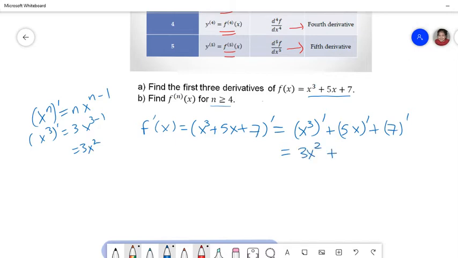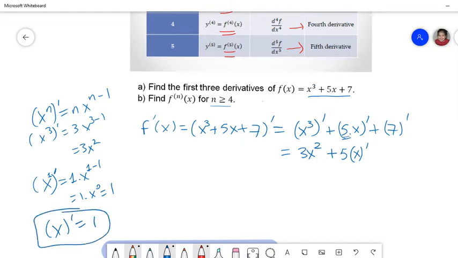For 5x, 5 is a coefficient, so it's not affected by the derivative. The derivative of x, you can take as the first power, so it's 1 times x to the 1 minus 1, which is 1 times x to the 0, which is 1. So the derivative of x is always 1, keep it in your mind. The derivative of a constant is always 0. So this will be 3x squared plus 5 times 1, which makes 3x squared plus 5.